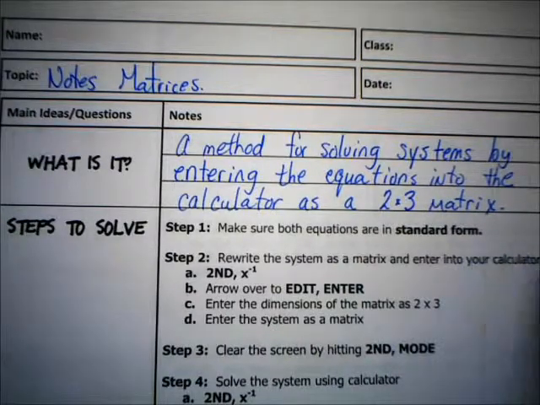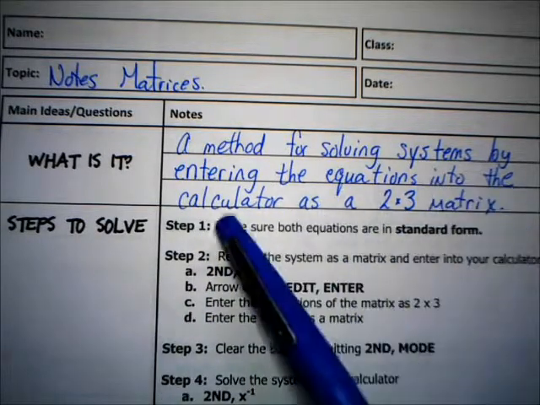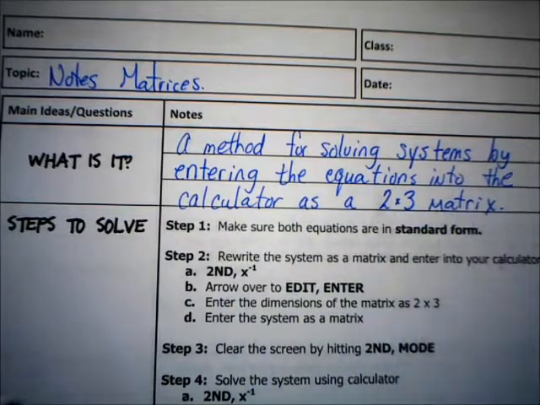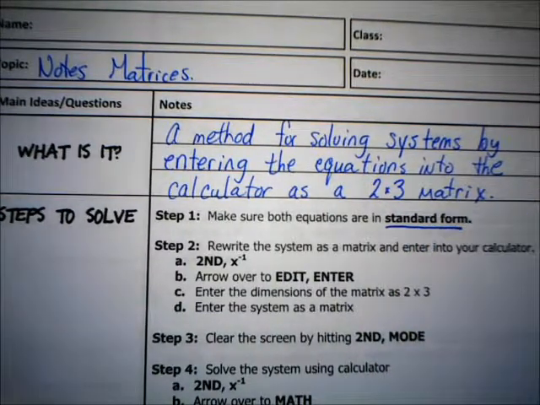Okay, here we go with our notes on matrices. Matrices is the fourth way of solving a system of equations. And basically what you're going to do is use the calculator totally this time. So you enter the equations into the calculator as a 2 by 3 matrix. And a very important thing is that the equations must be written in standard form to be able to do this.